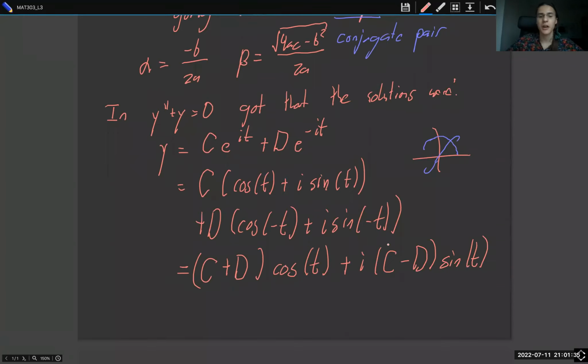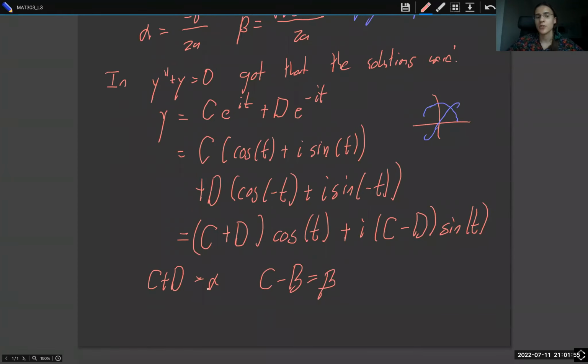And so here's the catch. If you consider the equation c plus d is equal to alpha and c minus d equals beta, this can always be solved, right? So if you want c plus d equals something and c minus d equals something, then you can always solve for that, right? So in general, you can replace these coefficients with the coefficients alpha times cosine of t plus beta times i sine of t. And actually, the thing is that beta can be any complex number.